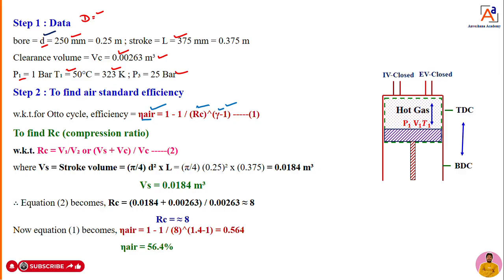Gamma is nothing but what? Specific heat ratio, that is constant for air, that is 1.4. But only one unknown is here, RC. That is nothing but what? Compression ratio. Compression ratio can be calculated with the help of an equation. RC equals what? V1 by V2.